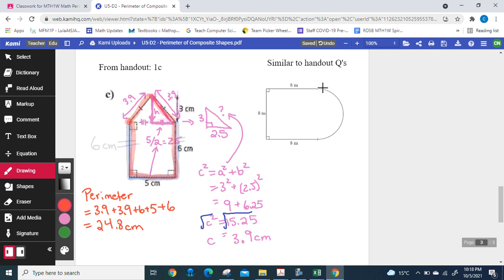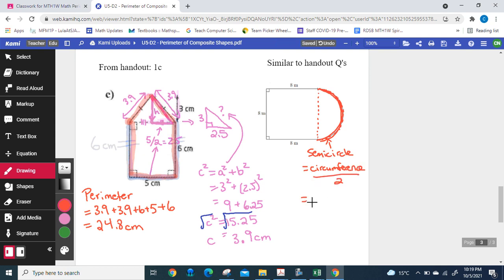Now let's look at this one here. If I drop that line down, here I have a rectangle. Oh, and that's an 8 and that's an 8. So that means I've got a square with all my sides labeled. And I also have this semicircle right here. For my semicircle, to figure out the distance around the outside, I need to find the circumference of the full circle, and we're going to divide that by 2.